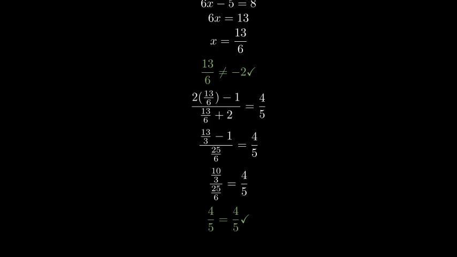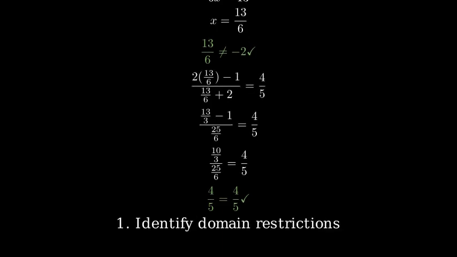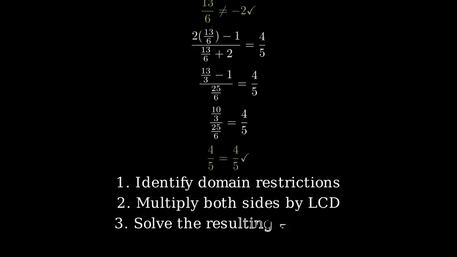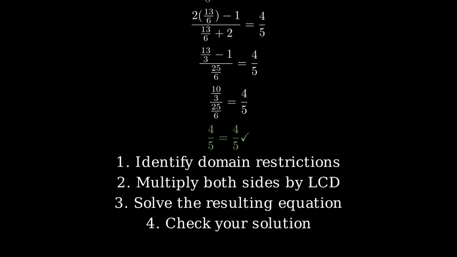In summary, to solve rational equations, first, identify domain restrictions. Second, multiply both sides by the LCD to clear fractions. Third, solve the resulting linear equation. And finally, check that your solution satisfies both the domain restrictions and the original equation.